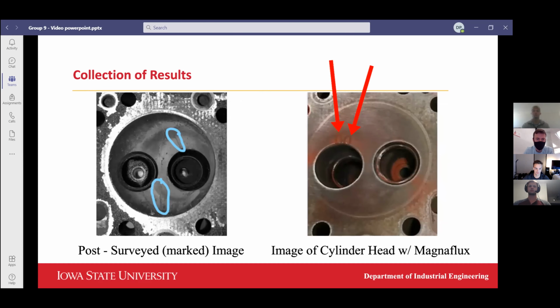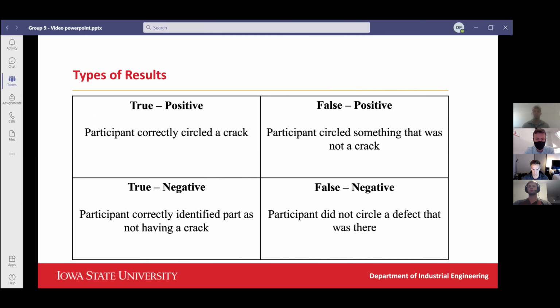So next is a side-by-side example of how we collected our data. On the left, you can see an image with our participants' markings. The blue circles are where the participants believe there to be cracks. On the right is an image of the exact same cylinder head. There are 2 arrows indicating where cracks are. As you can see, this particular survey participant was incorrect in identifying defects on the cylinder head. And that is precisely one of the things that we kept track of. In the following slide, I will explain exactly what we were keeping track of and how we kept track of it.